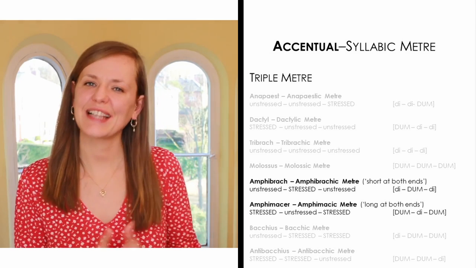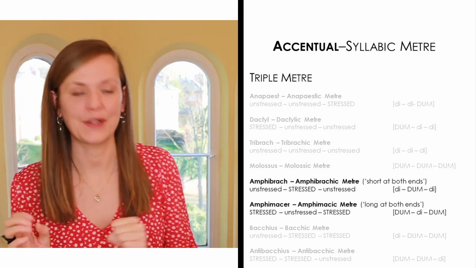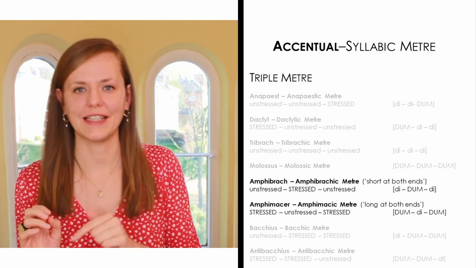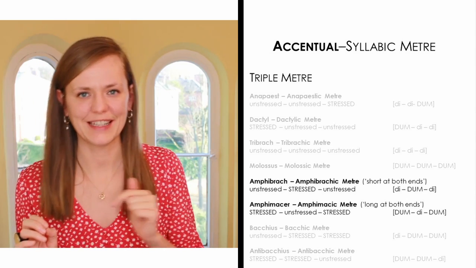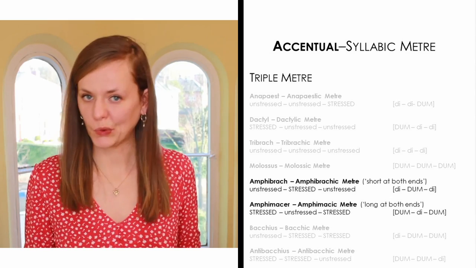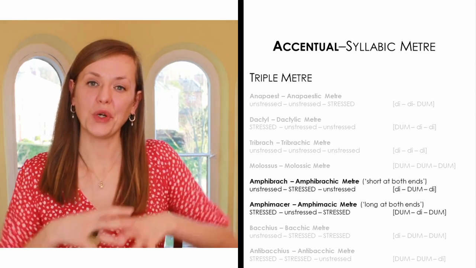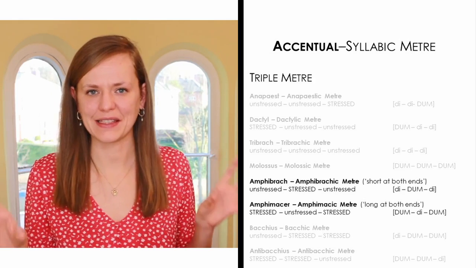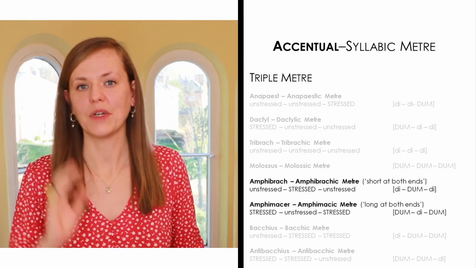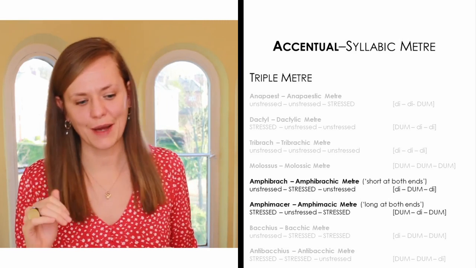So this is the classical Greek for short at both ends. So this is unstressed, stressed, unstressed. Di dum di, di dum di, di dum di, di dum di. And the opposite of that is the amphimacer or amphimachic meter, which is the classical Greek for long at both ends. So stressed, unstressed, stressed. So dum di dum, dum di dum, dum di dum, dum di dum.